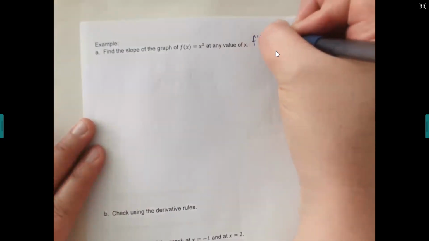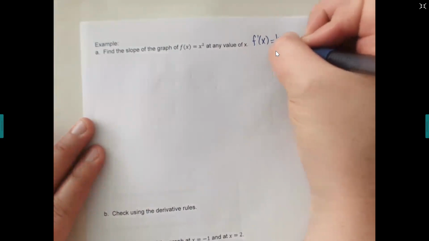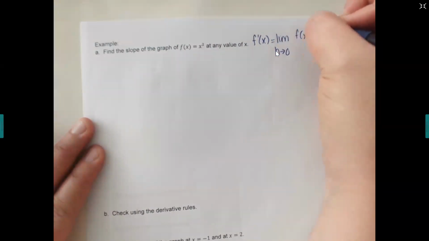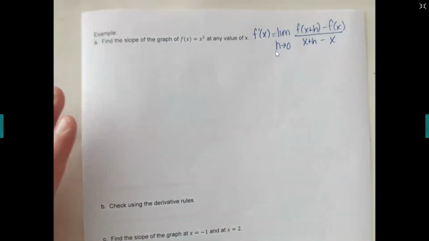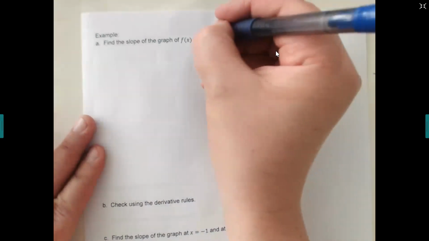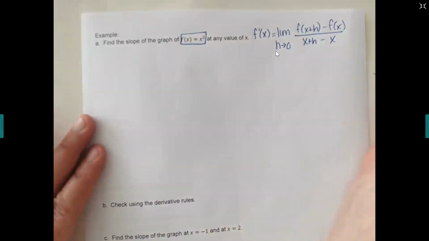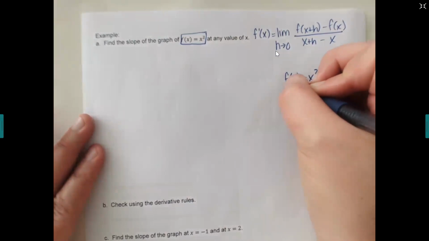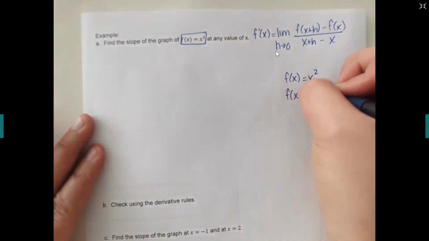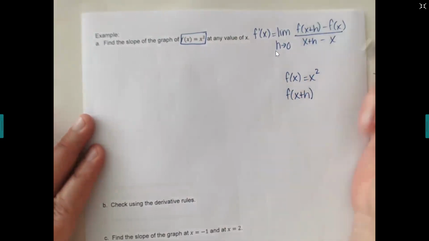f prime of x equals the limit as h approaches 0 of f of x plus h minus f of x, and then over x plus h minus x. So the first thing that I'm going to do is find what my f of x formula is from the problem. We want x squared. And then if I want f of x plus h, which is what we're going to have in our formula, that would be x plus h squared.